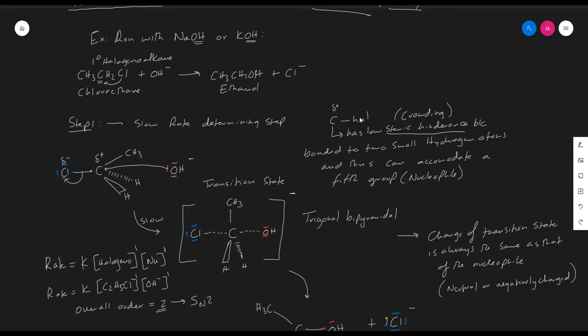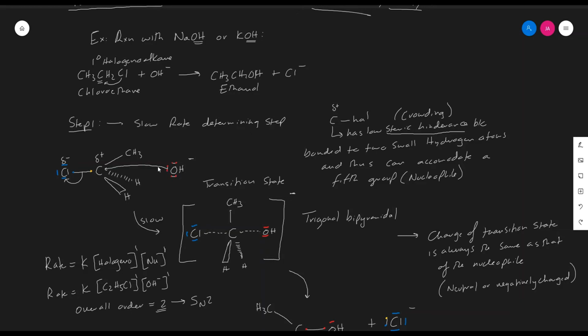This carbon atom with a partially positive charge bonded to the halogen has low steric hindrance because it's bonded to 2 small groups, 2 small hydrogen atoms, and thus can accommodate a 5th group, which in this case would be the nucleophile. Thus the repulsive forces are somewhat low, and the hydroxide ion can approach this carbon atom and donate its pair of electrons, which I have color-coded here in red.